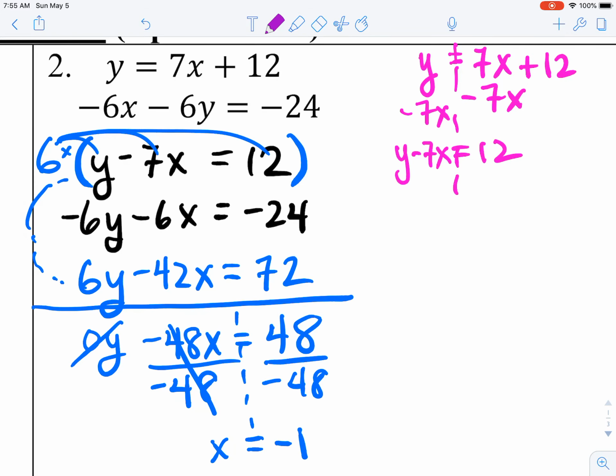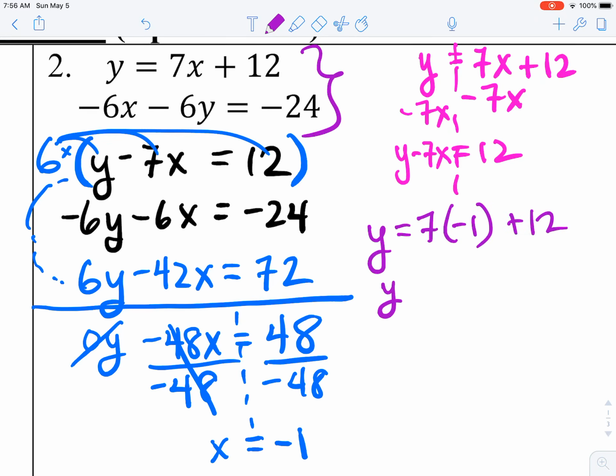So we still are not done. We have to go back and pick our easiest equation. If you look back at our original two equations, and I like to always go back to the original ones, because if I made a mistake at some point in the rest of my problems, I don't want to carry that again. So if x equals negative 1, I think the top equation would be the most simple. So y equals 7 times negative 1 plus 12. Negative 7 plus 12, and that would be 5.